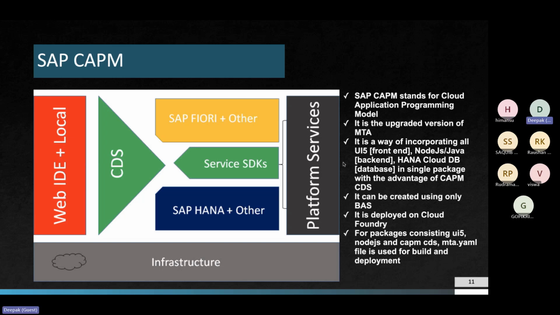Okay, because it's a very slight difference. CAPM and MTA doesn't matter for your project unless you have a very specific requirement, in which case it is very mandatory that you have to create SAP MTA, or else you have to create SAP CAPM. Otherwise, it's a very thin line where SAP CAPM and SAP MTA come into picture with each other. It can be created using only BAS. You cannot create SAP CAPM applications using WebIDE. It is also deployed on Cloud Foundry, and it also has mta.yaml files along with other files like UI5 and Node.js files.